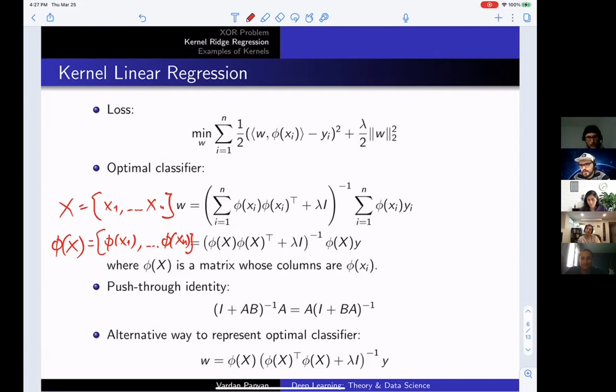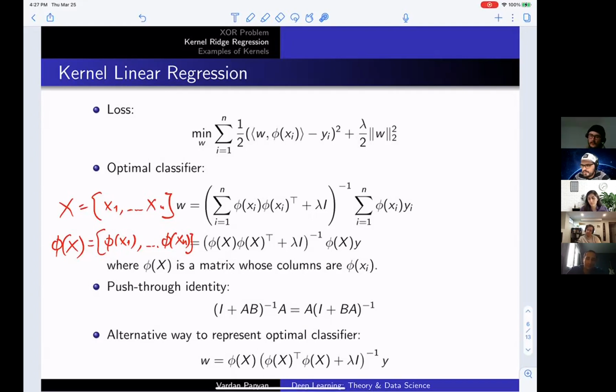And so what we're going to do is use a trick. Linear algebra comes to our rescue. Linear algebra is saying the following. Notice that there is something called a push-through identity. A push-through identity says that if you're trying to calculate (I + AB) inverse times A, then in reality that's equal to A times (I + BA) inverse.